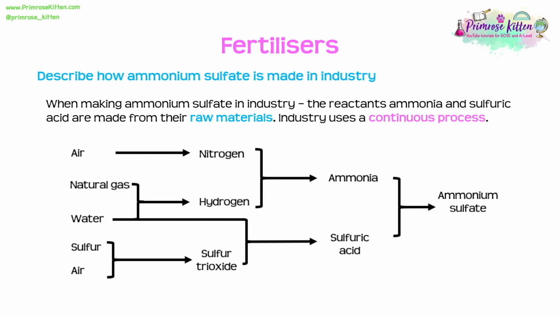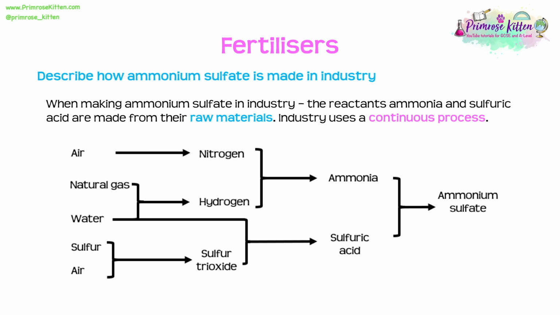Now, we also make ammonium sulfate in industry as well, on a very, very large scale. When making ammonium sulfate in industry, the reactants of ammonia and sulfuric acid are actually made from their raw materials. Industry uses a continuous process, which means that we're never shutting off the machine. We're continually making this ammonium sulfate and continually putting in new reactants to then be able to make even more.